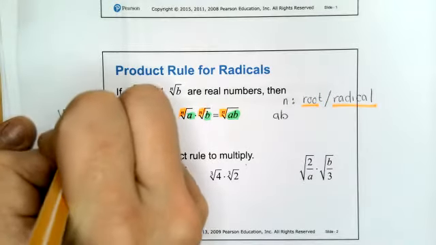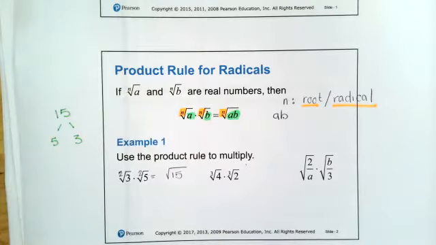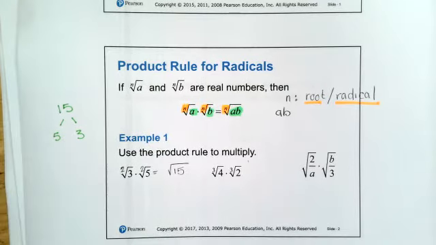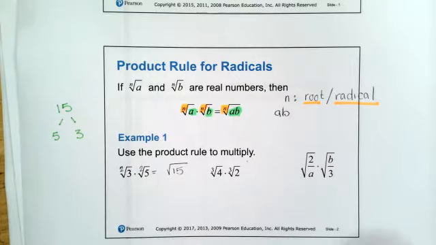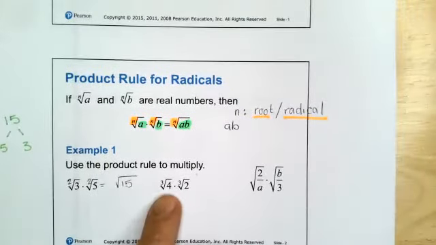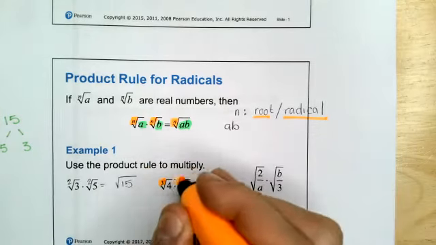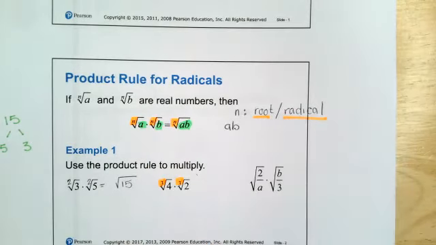15 is 5 and 3. 5 and 3 are two prime numbers, so that is the prime factorization of 15. So you can't simplify 15 any further. The square root of 3 times the square root of 5 is the square root of 15. Good. Now we're moving on to the cubed root. It is still raised to the same index or the same root.